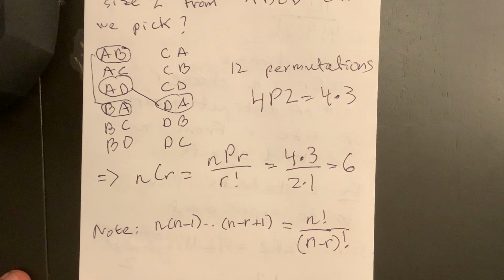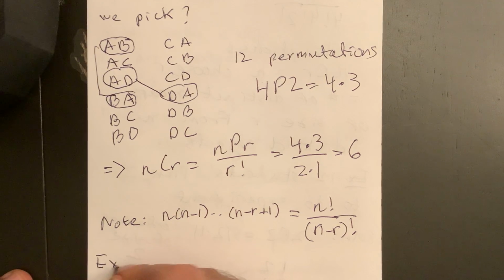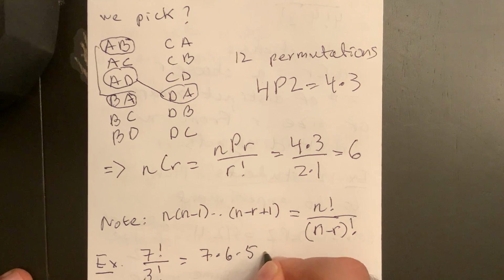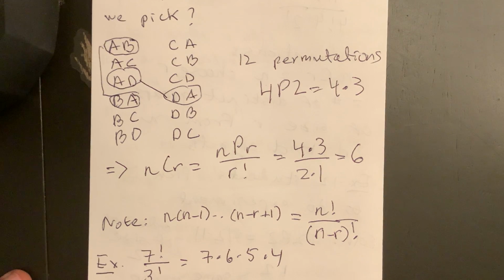This will just select these first r numbers. Okay, so for example, 7 factorial over 3 factorial is just equal to 7 times 6 times 5 times 4. So that's what this is saying. All right, hope that's clear.